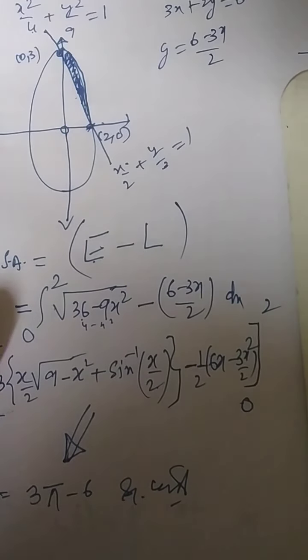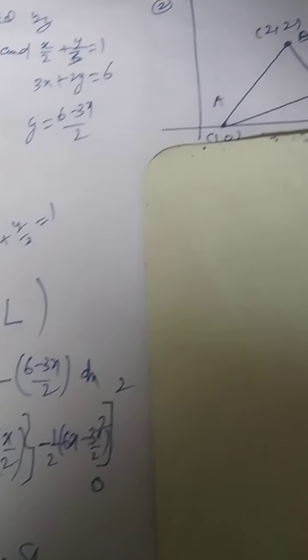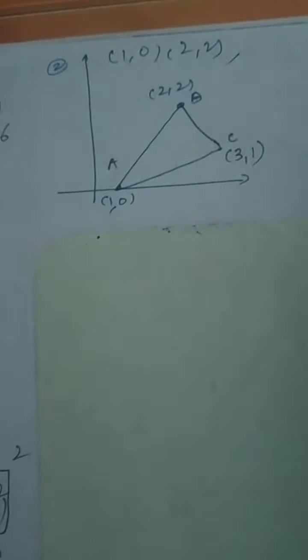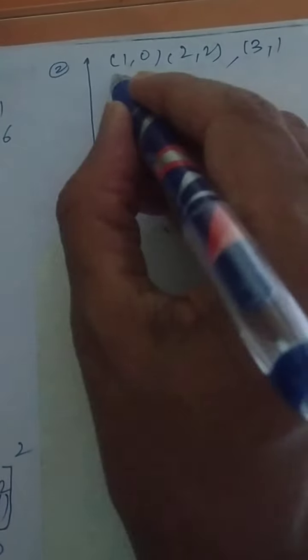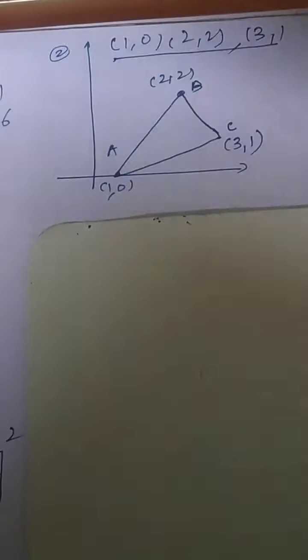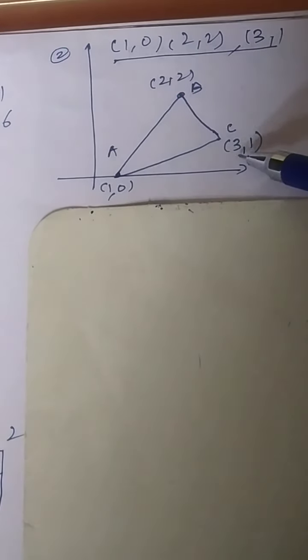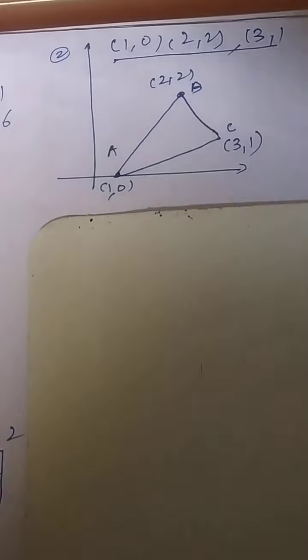Now, sometimes the question may ask like this: what is the area of the triangle with vertices given as 1, 0, 2, 2 and 3, 1? Find the area of this triangle with vertices. This is the question. I have already drawn a triangle with the vertices. 1, 0 I have written here, 2, 2 is there and 3, 1. So these are nothing but the 3 points.